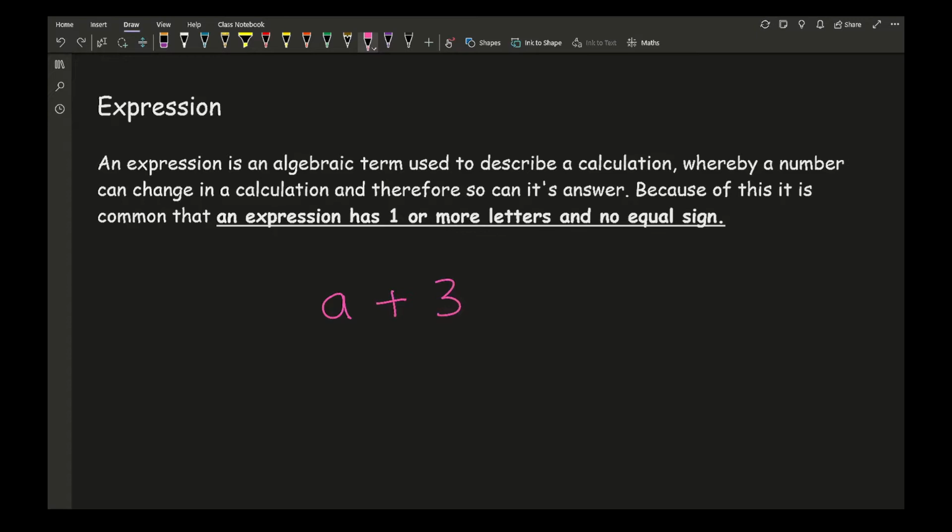So for example, what I've written on the screen is a plus 3, and that represents an expression. Why? Because it's got one letter and it's got no equal sign. Now, a can be absolutely any number. I'm just thinking of a number and I'm going to add 3 to it. And that's what this whole form of algebra actually is. Because I don't know what the value of a is, this is why it's an expression. If it was anything else, then a would have a set value.